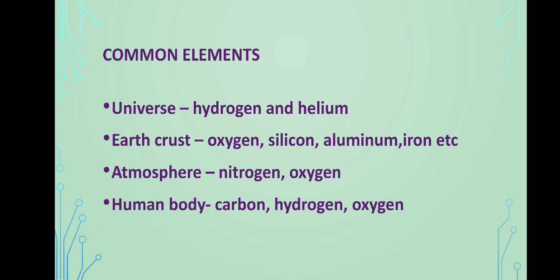Now, some common elements. We have already done this before. Let us recall it once again. Universe is made up of two main elements, hydrogen and helium. Earth crust has many elements like oxygen, silicon, aluminium, iron, etc. Our atmosphere is mainly composed of nitrogen and oxygen, and many other elements are also present. Human body is mainly composed of three elements, carbon, hydrogen and oxygen.